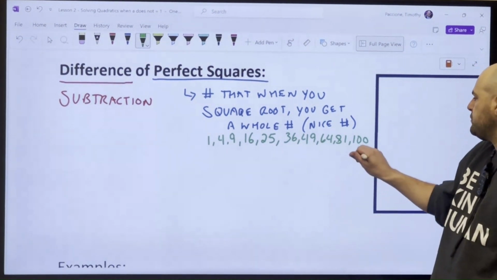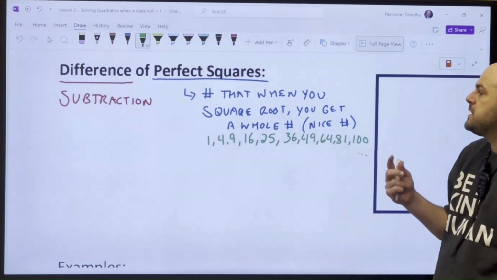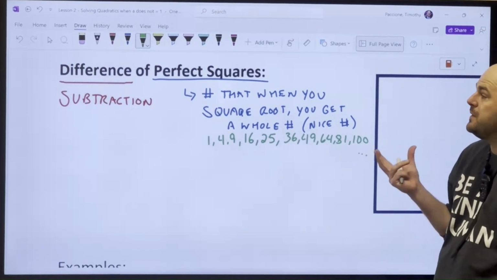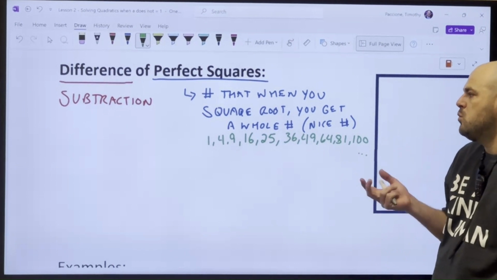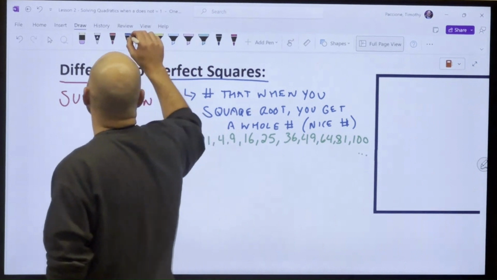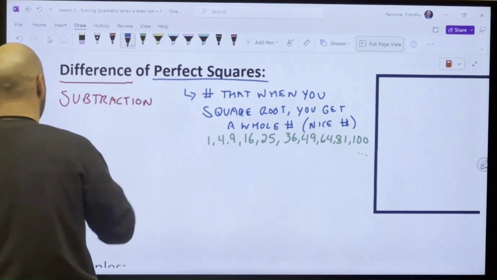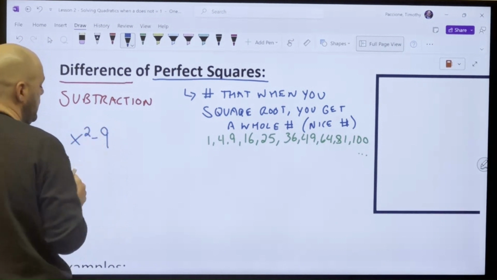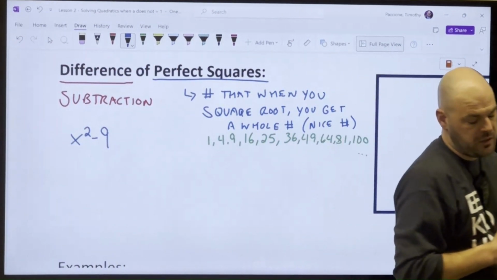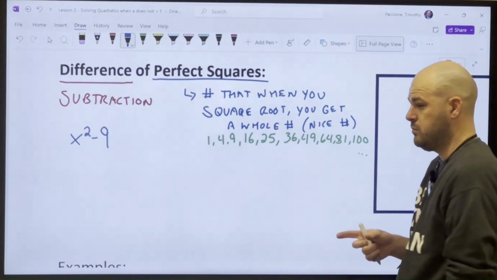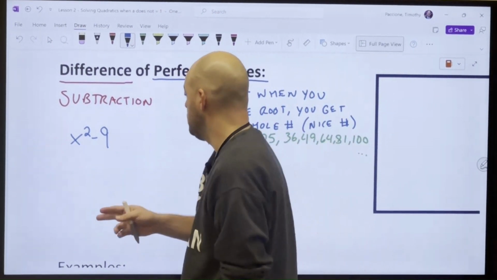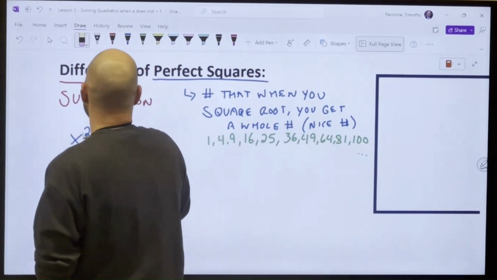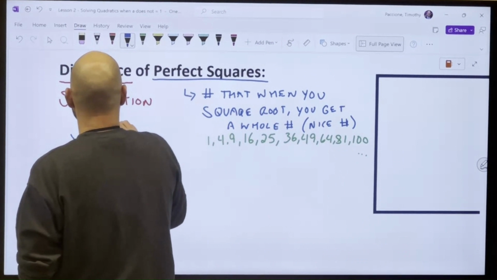So that's what we know a perfect square to be. And we're talking about the difference of perfect squares. So what are we talking about? You might get a situation like this: x squared minus 9. And I said it was the difference of perfect squares. So do we see the difference part? Subtraction, right? Subtraction is the difference.